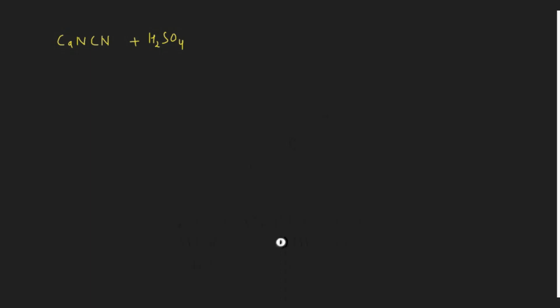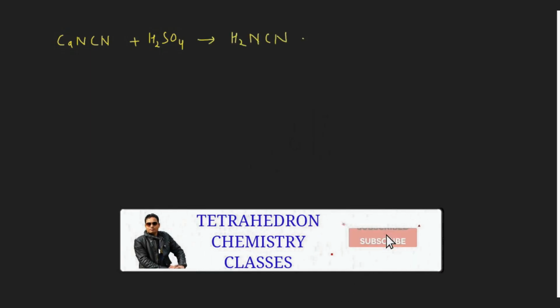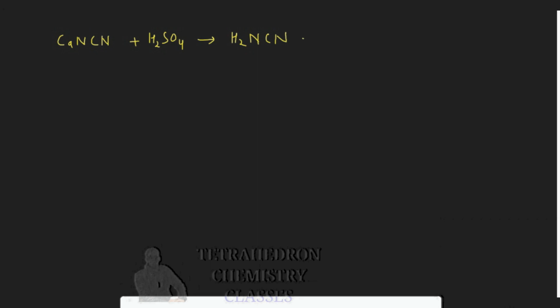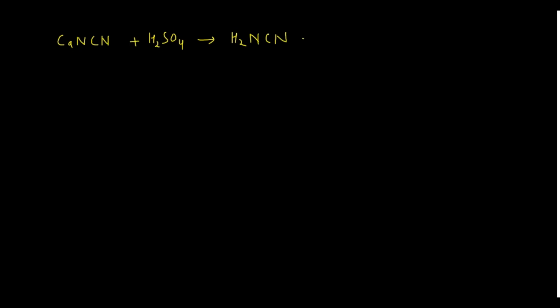Say, for example, you are having your calcium cyanamide, CaCN2, right? What you can do, you can dissolve this into sulfuric acid, and when you dissolve this into sulfuric acid, you form this particular compound, right? And then along with this, you will also have calcium sulfate. This you can very easily form.